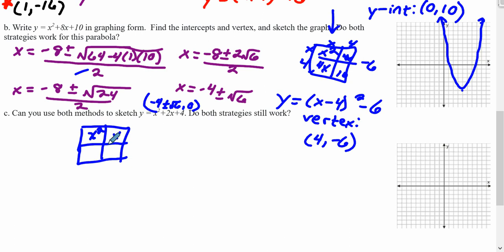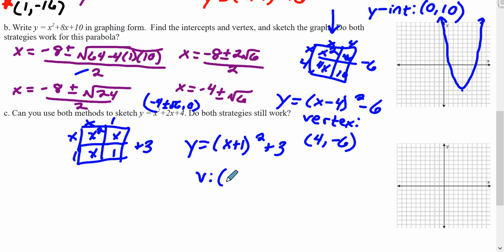So therefore, when I complete the square, I get x plus 1, squared, which brings in a 1. It's supposed to be 4, so add 3. So y equals (x plus 1) squared plus 3. So you know your vertex is (-1, 3). Be careful with that negativity. And we know it opens which direction? Up.